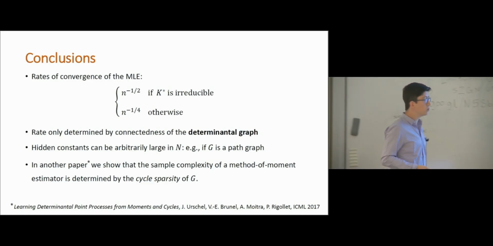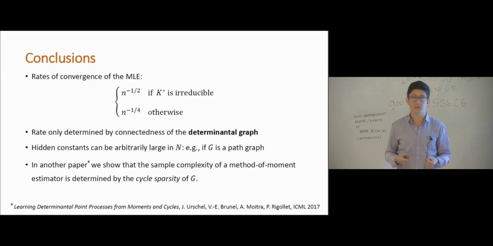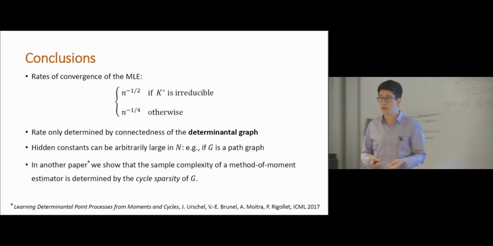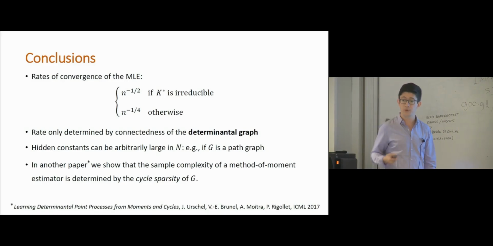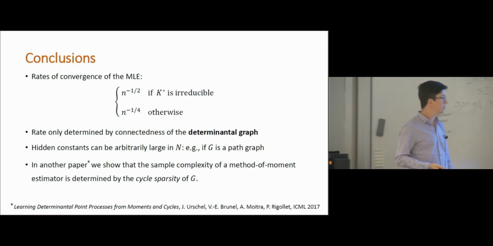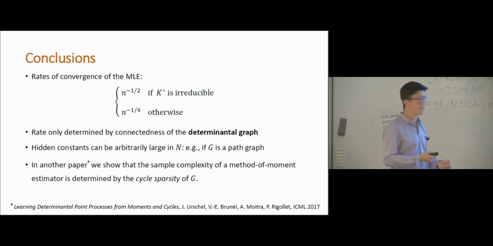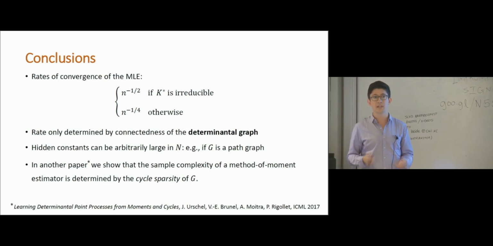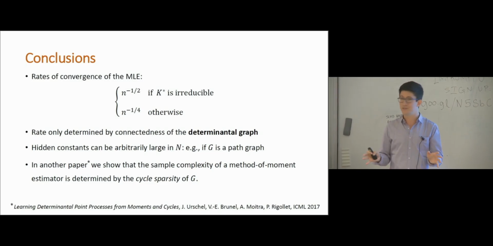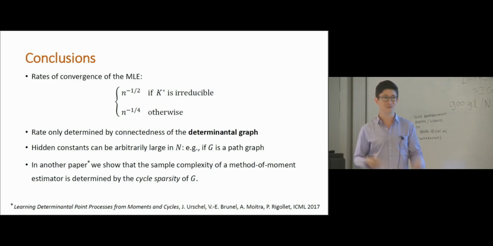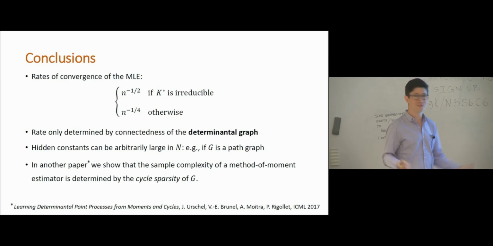And in another paper, where we study a method of moments, which is actually very easy to compute in polynomial time, we show that this determinantal graph still plays a very important role. And we show that the sample complexity of the method of moments is completely determined by what we call the cycle sparsity of the graph. I will not define it because I want to keep a mystery, so you go read the paper. And thank you for your attention.